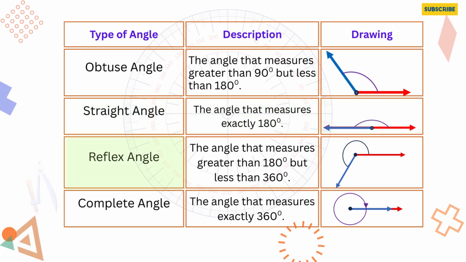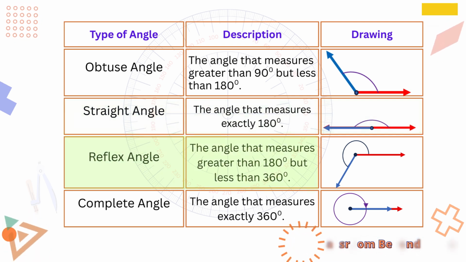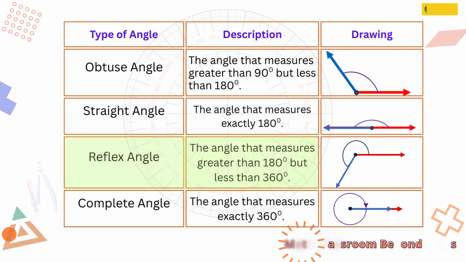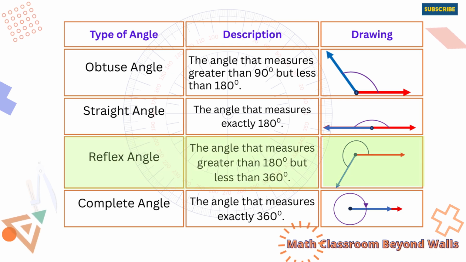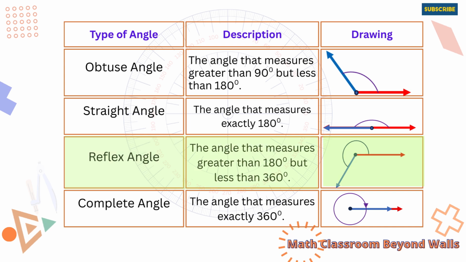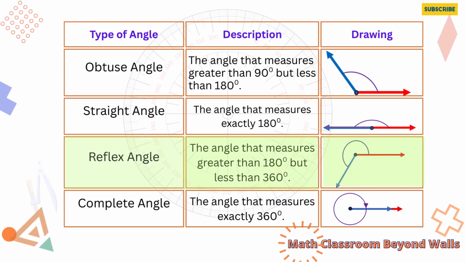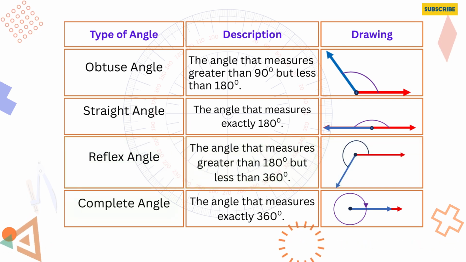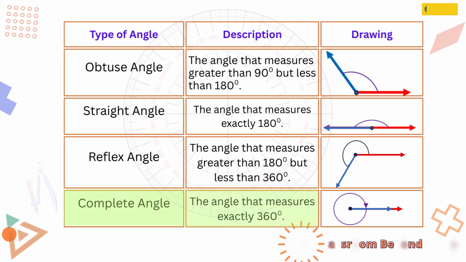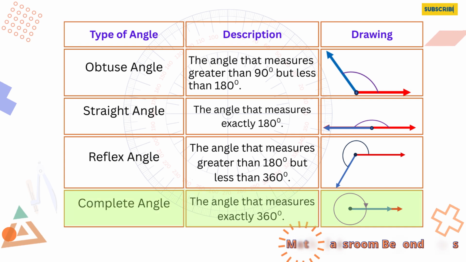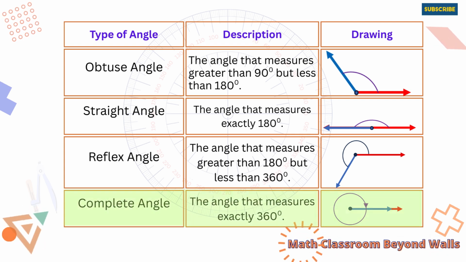Sixth, reflex angle. The angle that measures greater than 180 degrees but less than 360 degrees. Check the sample drawing and compare the terminal side of the reflex angle to that of the straight angle, the angle whose sides form a straight line. Seventh, complete angle. The angle that measures exactly 360 degrees. Check the drawing. Here, one ray made a complete turn resembling the clock.